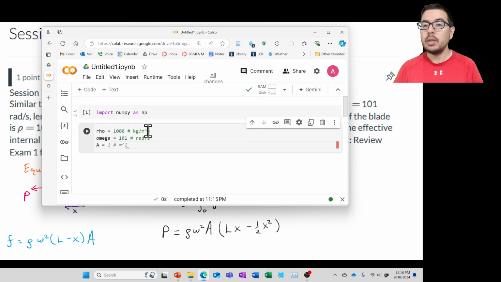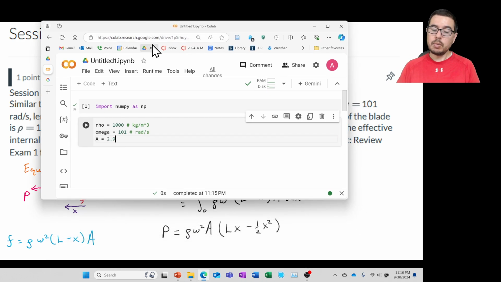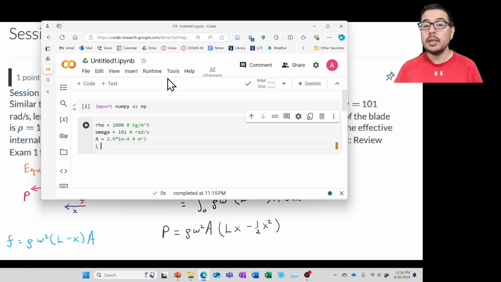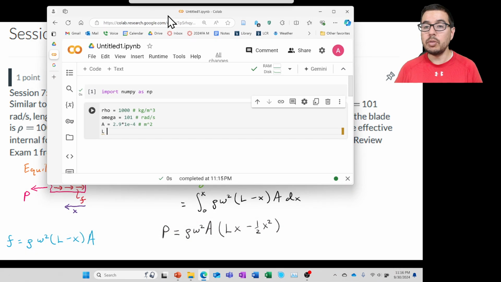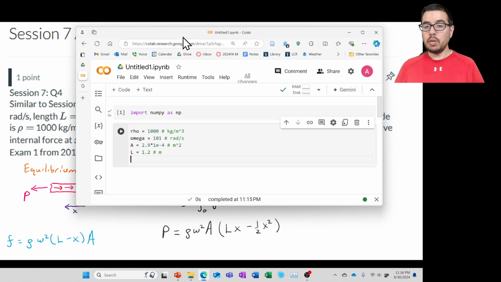Cross-sectional area. For that, we have 2.9 centimeters squared. So we're going to need to multiply by 1e-4, or I could have just done e to the minus 4, and that gives us meters squared from centimeters. The length is going to be given by 1.2 meters, so we have that here. And we're at an x of L over 2. So x is going to be equal to L divided by 2, and that will also be in units of meters.